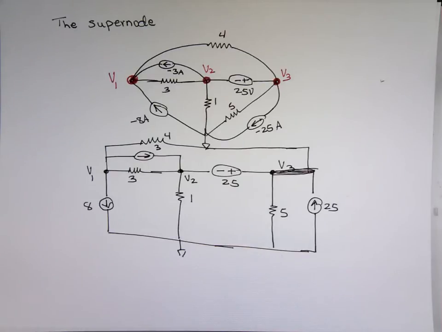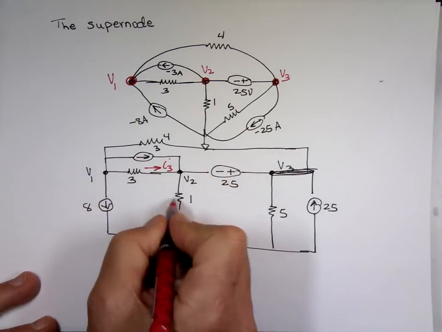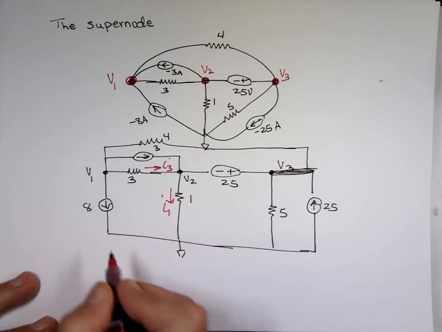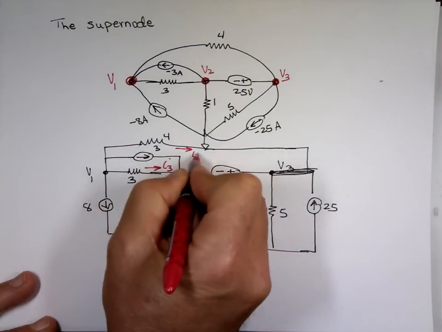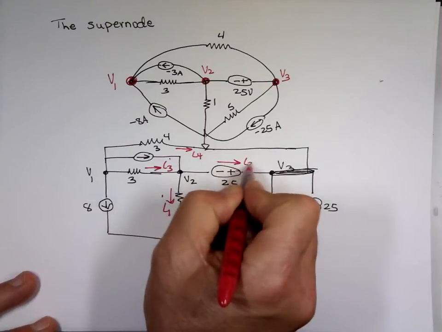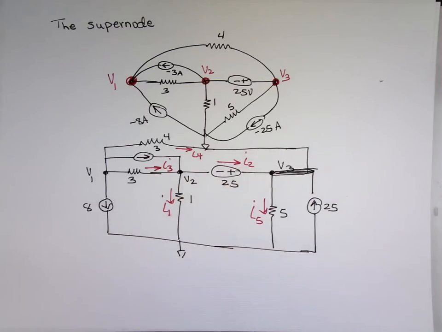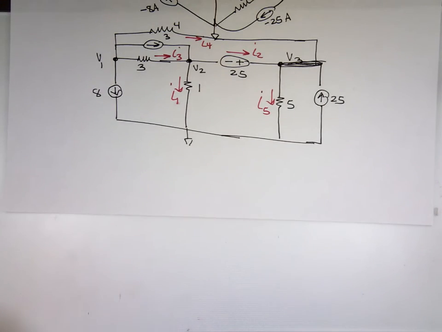Here's what's going to happen. Let's assign currents. I3. No thinking about it. I1. I5. I4. What about through this one? I2. I didn't discuss supernode yet, so I'm not even going to discuss it. Not yet. Give me a minute, then I'll explain that.